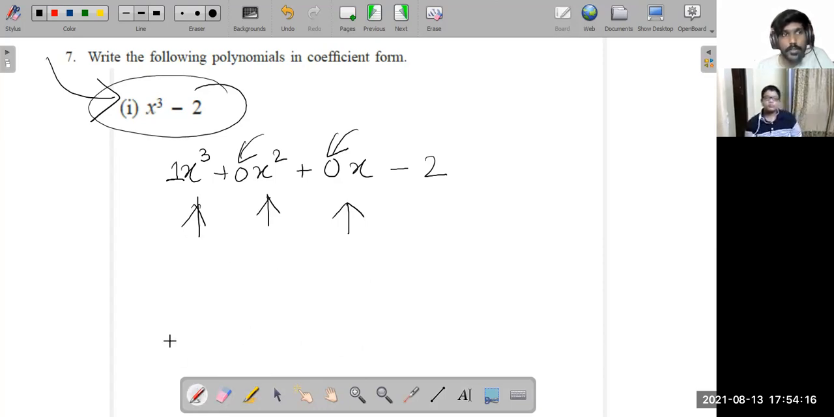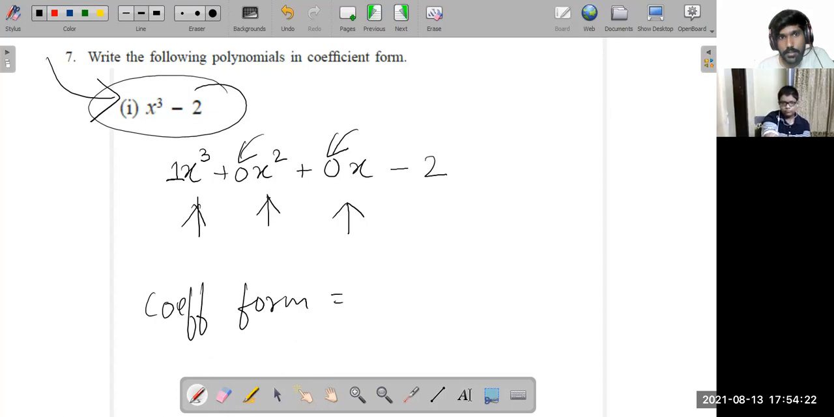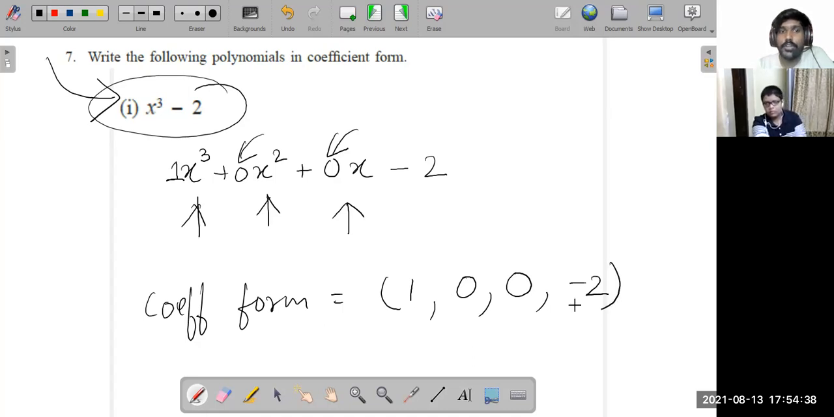So now can you tell me what will be the coefficient form of this? The coefficient of x cube is 1, then 0, 0, and then minus 2. This is the coefficient form. Understood? Write it down.